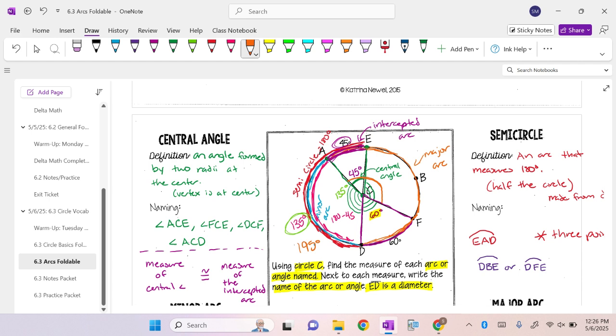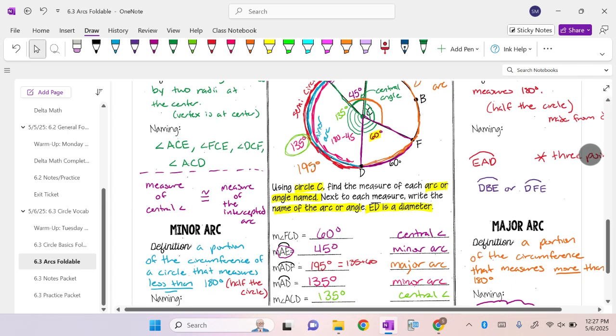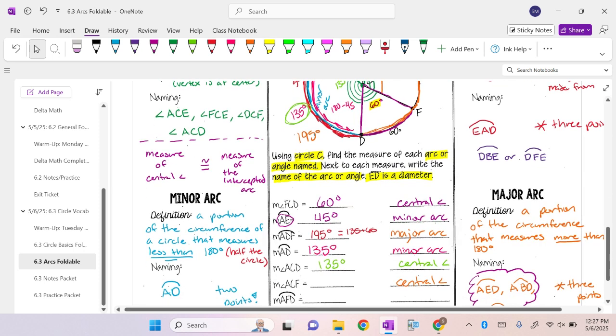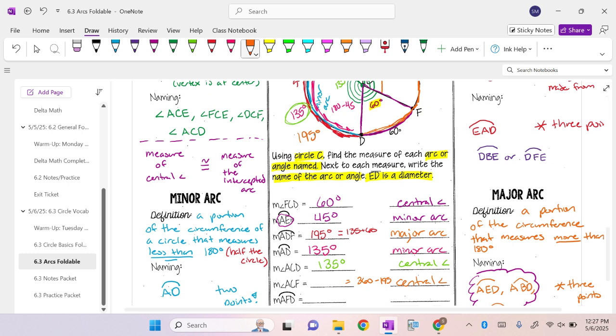Well, ACF makes up our intercepted arc right here, and that is the rest of the circle that ADF does not touch. So all we got to do is subtract 195 from 360 to get our central angle measure, as well as that intercepted arc measure. So we're going to do 360 minus 195, and that'll give me what? 165.